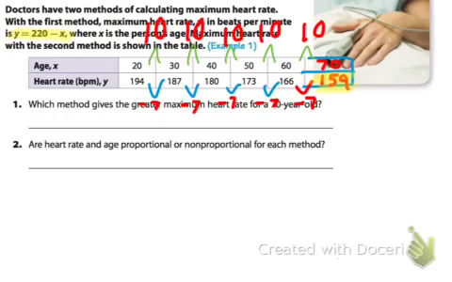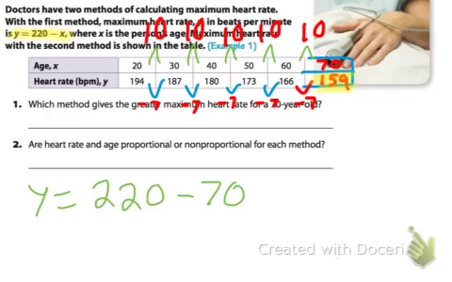For method 1, we'd simply plug it in. y equals 220 minus, we're looking for 70-year-olds, so 70. So y equals 220 minus 70 is 150. So we're comparing this number and 159. So which one has a greater maximum heart rate? That would be the second method.